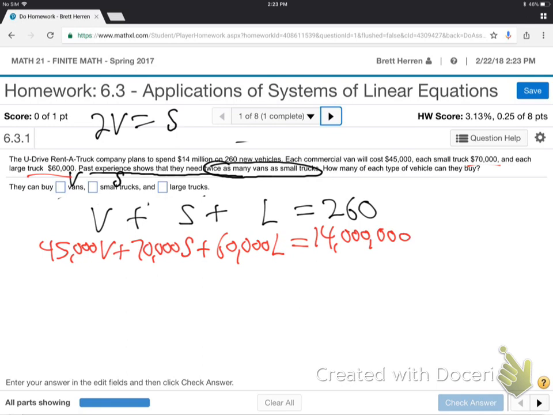Wrong. I don't know if that's what you were saying, but what I just wrote is wrong. It sure looks like that's right, though. Let me help you with that. This is super tricky here. Doesn't it look like that's what it's saying? Right? Is that what it's saying? Twice as many vans as the small trucks.